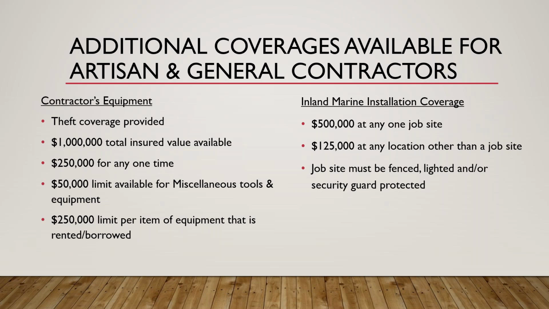The contractor's equipment provides coverage for machinery, equipment, and tools as well as mobile agriculture machinery and equipment. Some types of equipment include tractors, front-end loaders, bulldozers, tools, and other equipment that is mobile. We can go up to $250,000 per item, up to $1 million per schedule. We can offer up to $50,000 for miscellaneous tools and equipment, and $250,000 in coverage for rented and borrowed equipment.